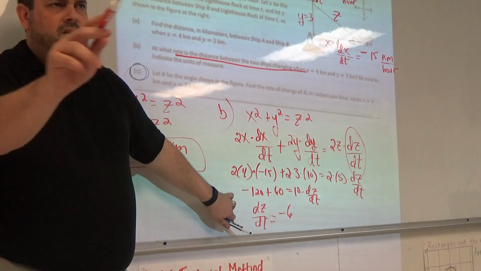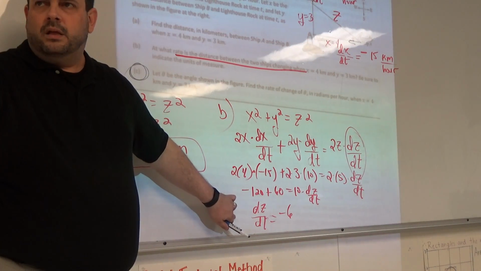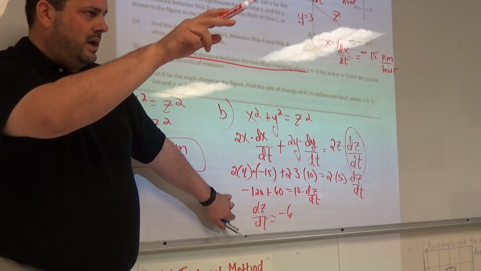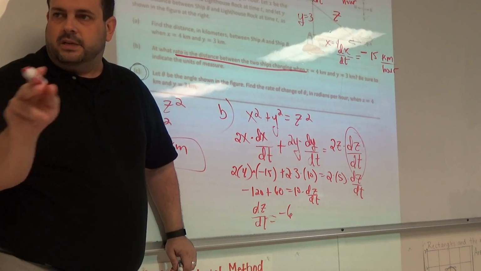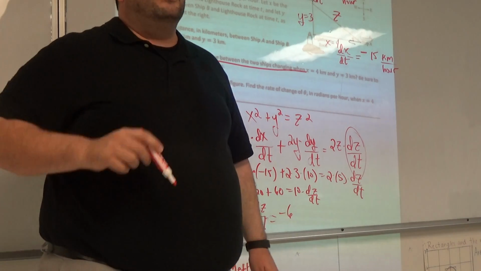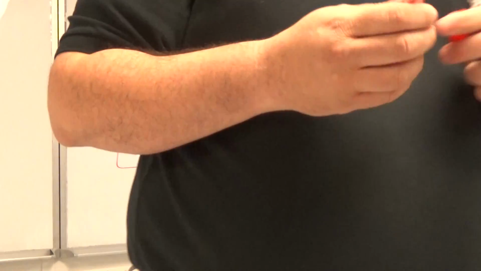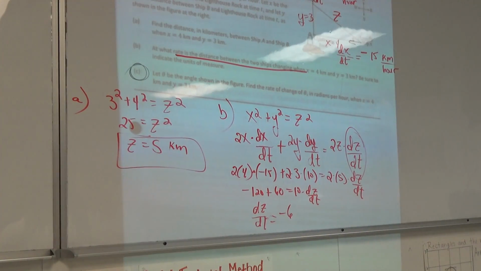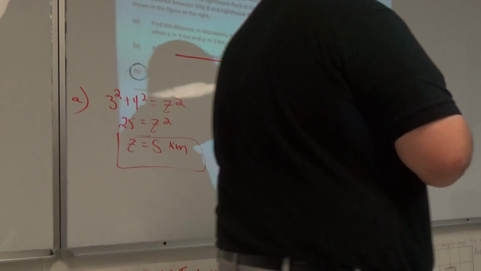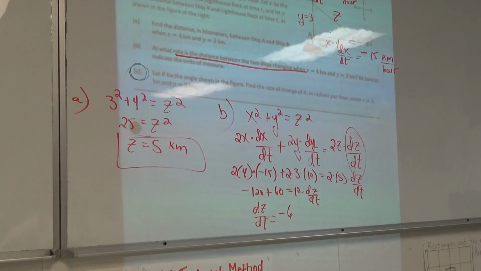Folks that are in the back, did you get negative 6? Yes. Okay. Folks up front are okay with the negative 6. Have a conversation with somebody near you. What does that mean? How do you interpret this answer? The distance is decreasing at a rate of 6 kilometers per hour.